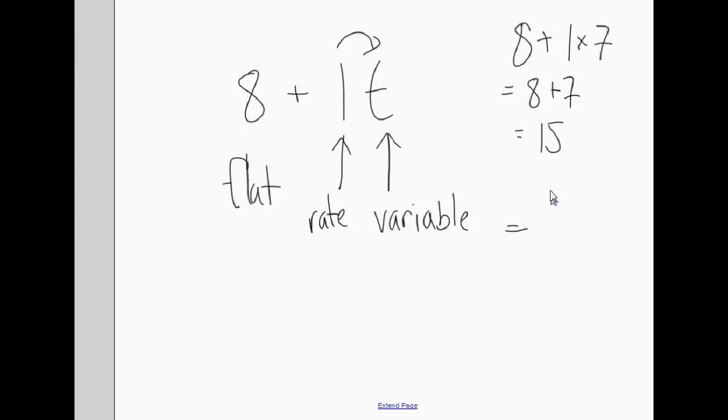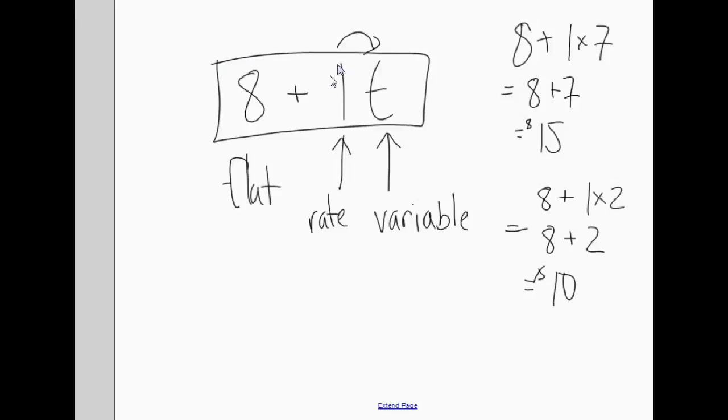If we had 2 toppings, it would be 8 plus $1 per topping times 2 toppings. So 8 plus $2 for our toppings is $10. So this expression allows us to figure out how much a pizza would cost depending on how many toppings we have.